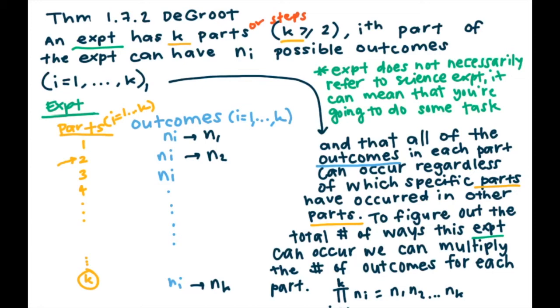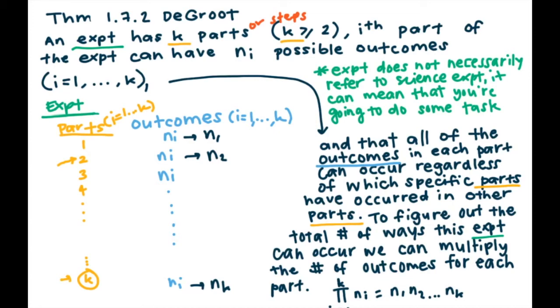So the first thing I noted when I read that was that, okay, part 1 is basically i equals 1. Part 2 is i equals 2. Part 3 is i equals 3. And part k down here is i equals k.